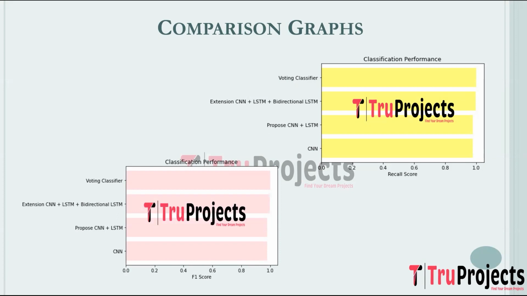F1 score is the harmonic mean of precision and recall, offering a balanced measure that considers both false positives and false negatives, making it suitable for imbalanced datasets. The algorithm which performs well among all these metrics will be used for final prediction.